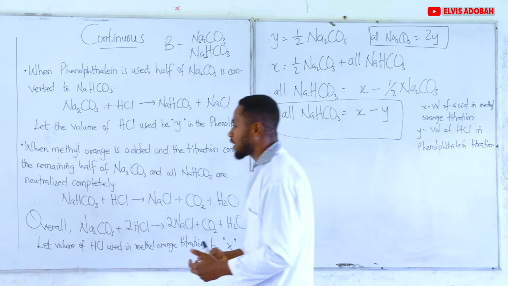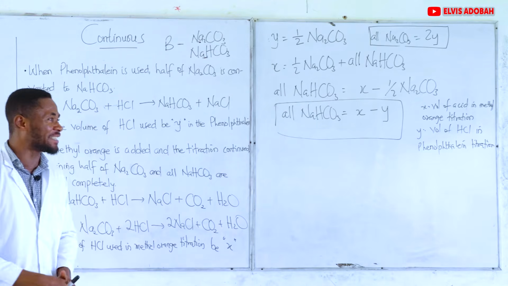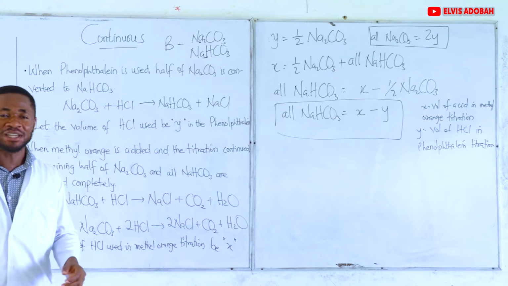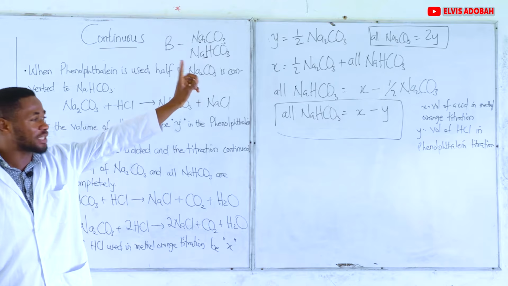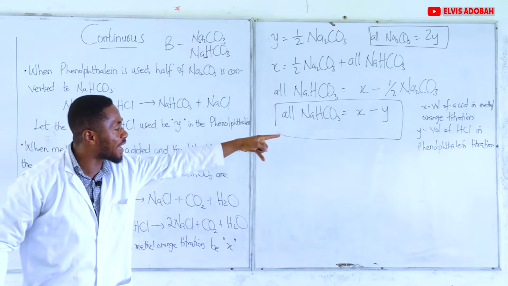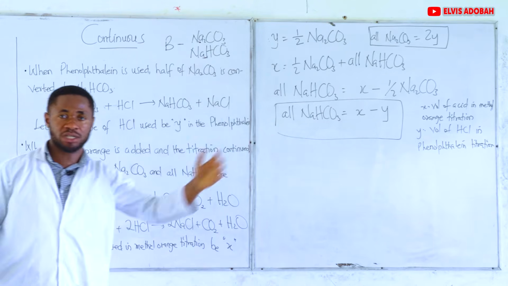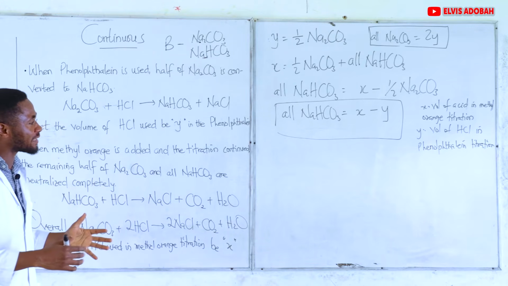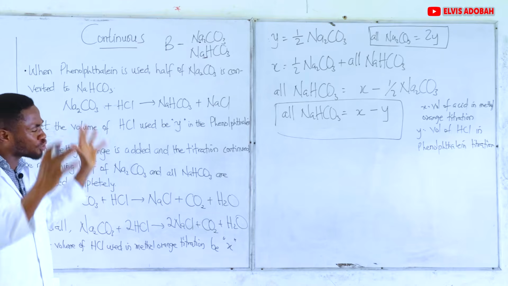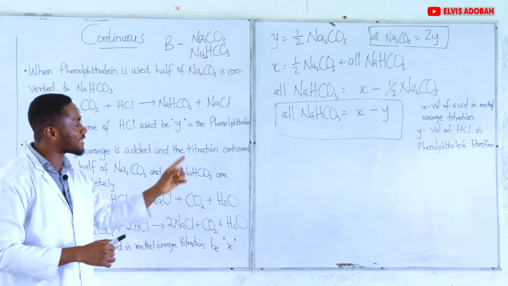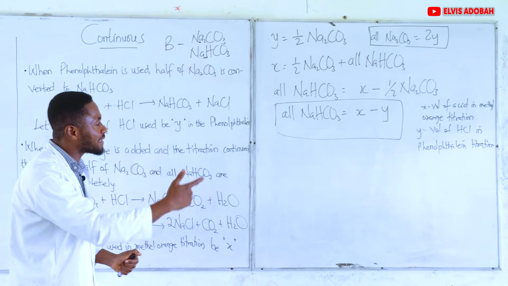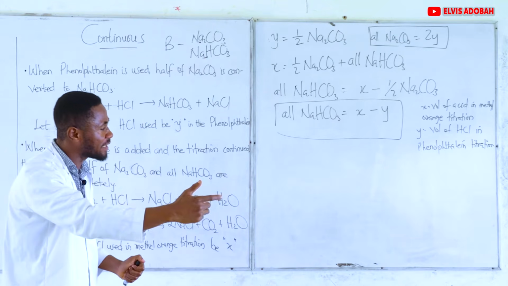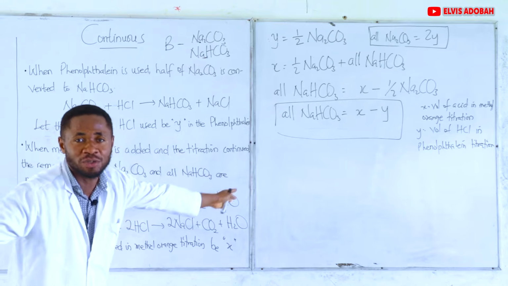So the volume of HCl that will neutralize all sodium carbonate is 2Y, 2 times the average titer in the phenolphthalein titration. The volume of acid that can neutralize all sodium bicarbonate is X minus Y. That is the volume of acid in the methyl orange titration minus the volume of acid in the phenolphthalein titration.